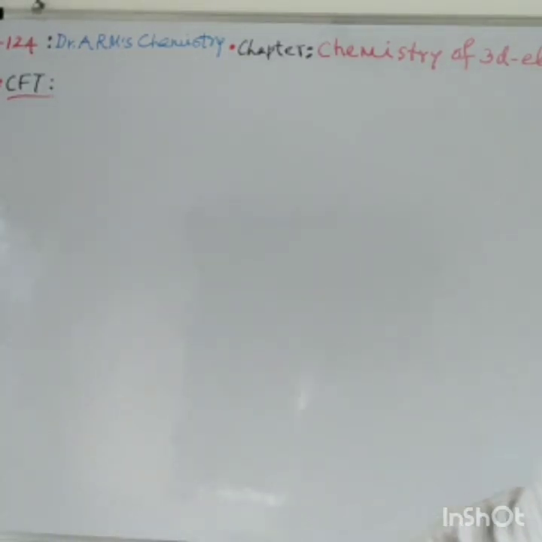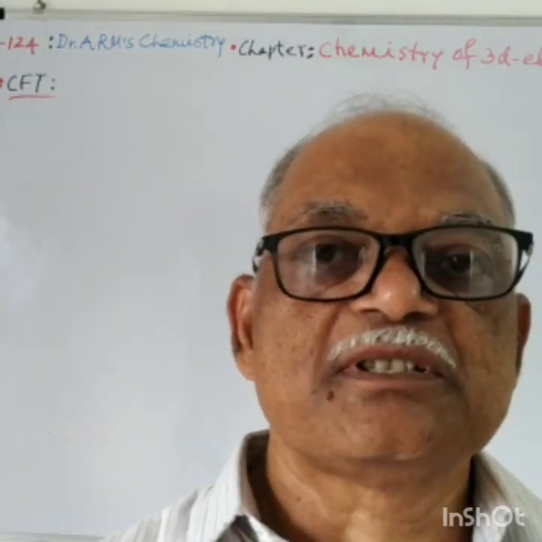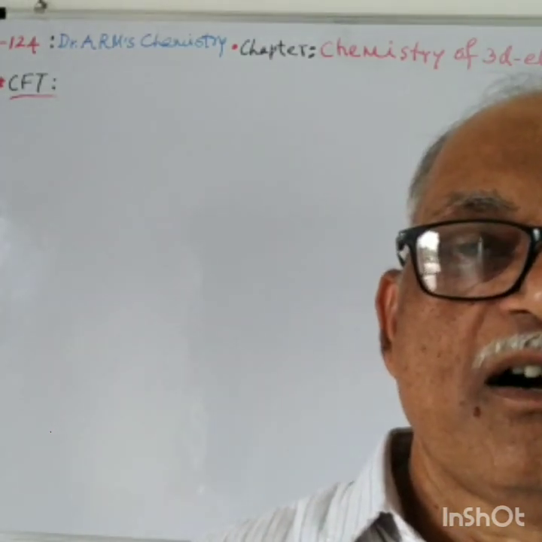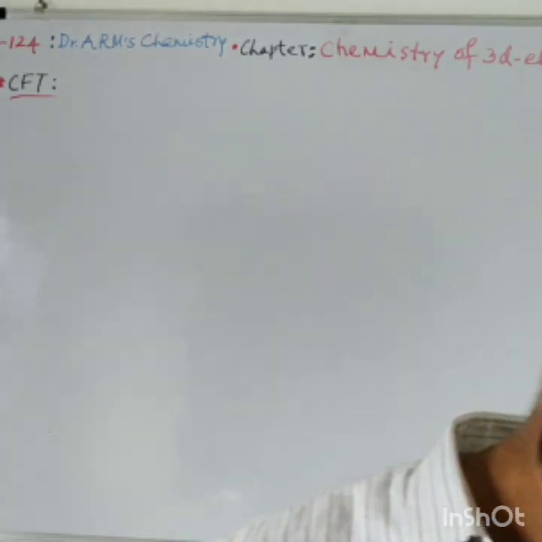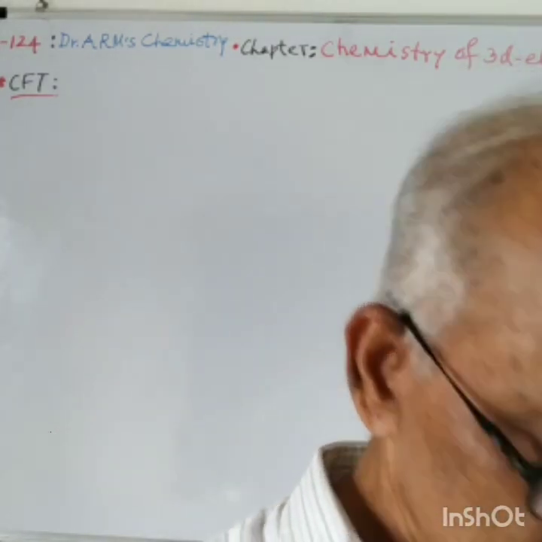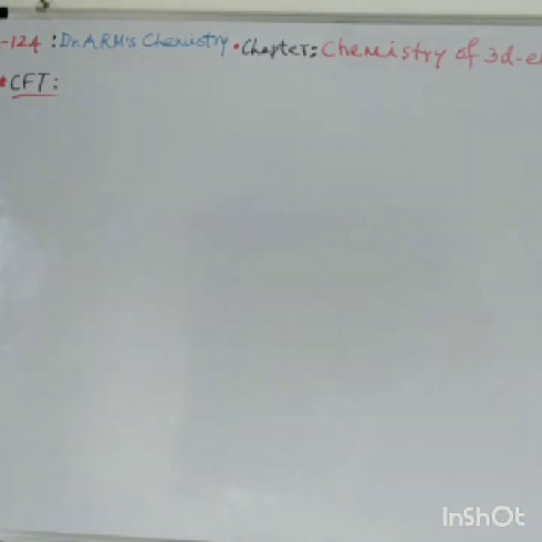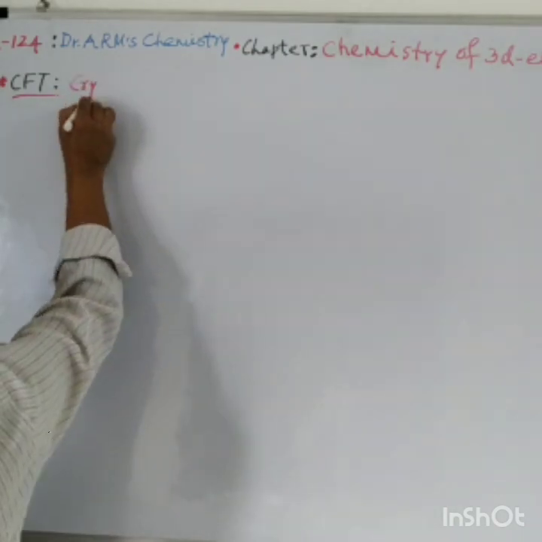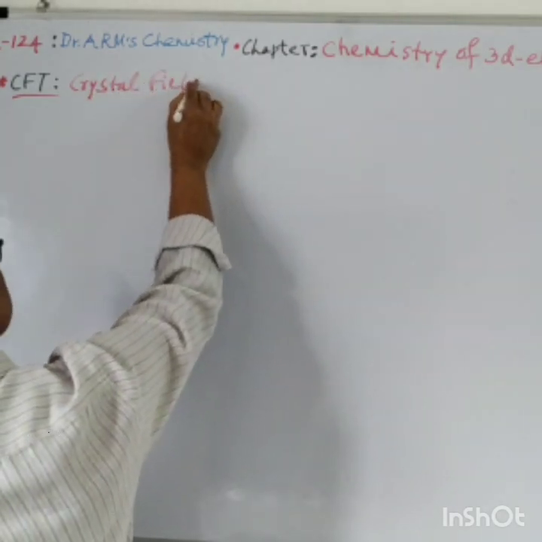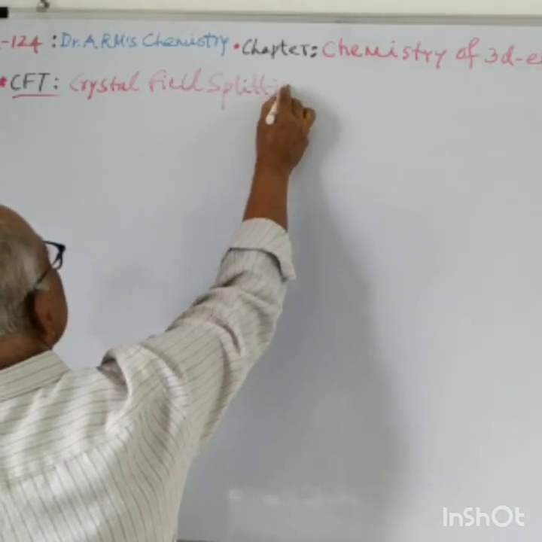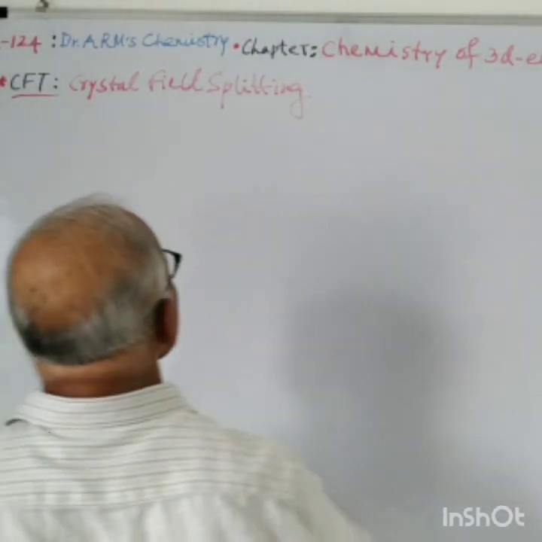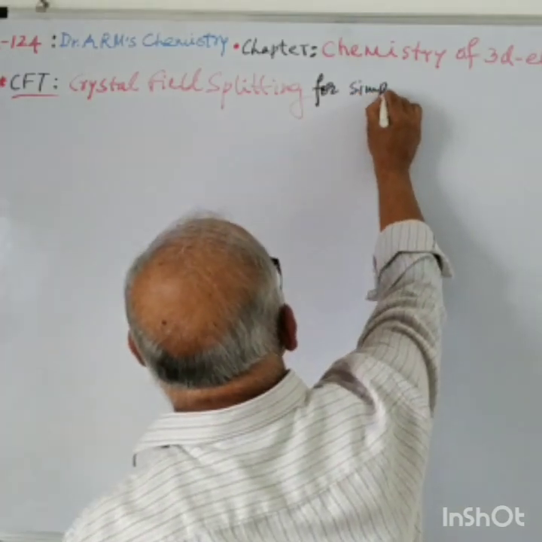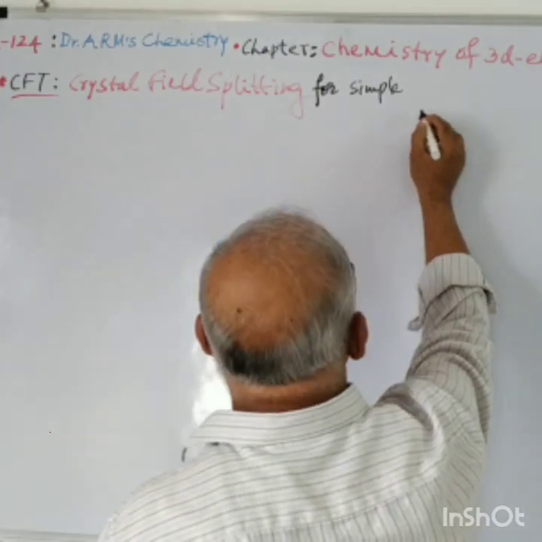In this case, we can compare these geometries with respect to crystal field splitting for octahedral complexes and the magnetic characters, or high spin, low spin nature, or electronic characters. Now, in order to understand this, we have to remember this comparative crystal field splitting in this way. So, crystal field splitting is studied here comparatively for simple geometries.